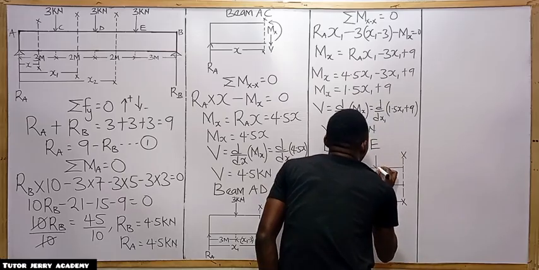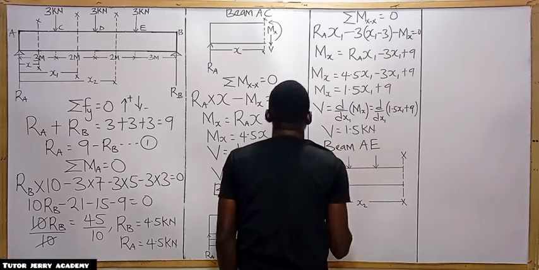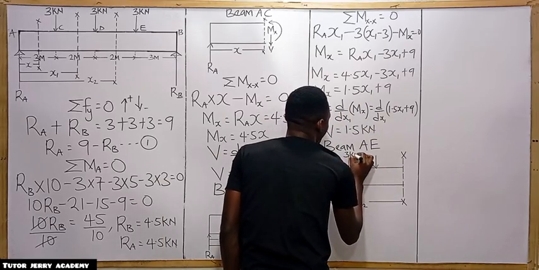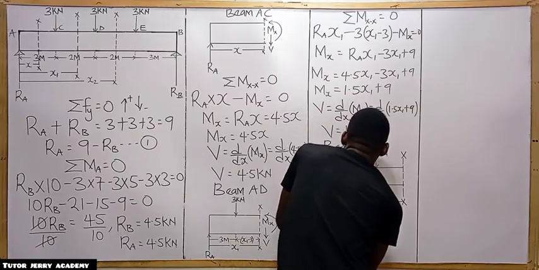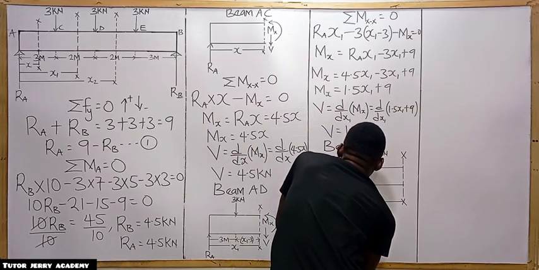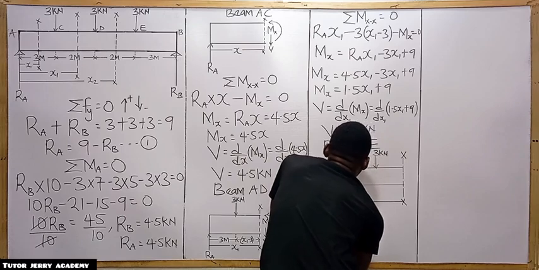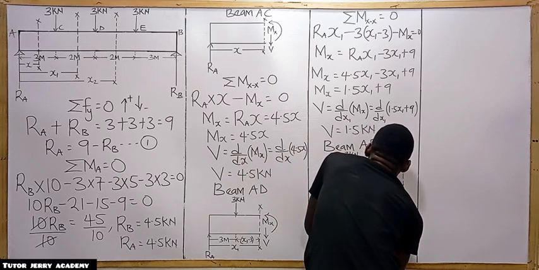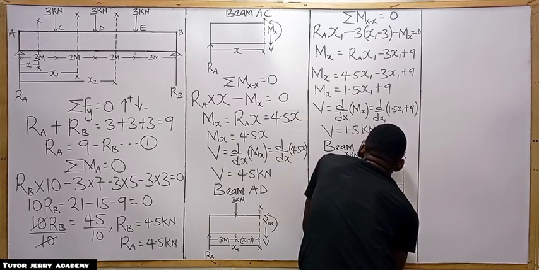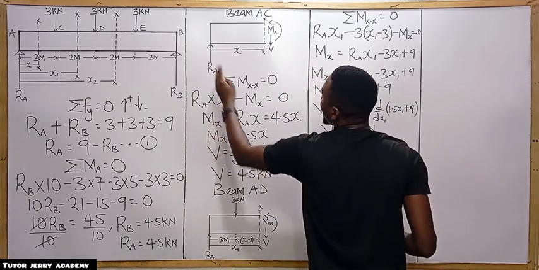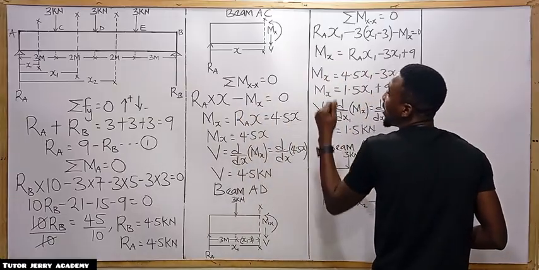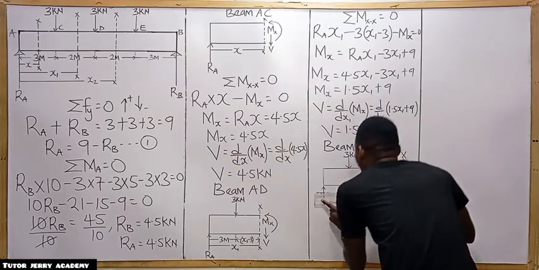All right. So we have a downward force here, and we have a downward force here. So we have 3 kilonewton and 3 kilonewton. This one is at what distance? This one is at 3, and this one is at 2, right? All right. So we have 3 on AE. This one is at 3.